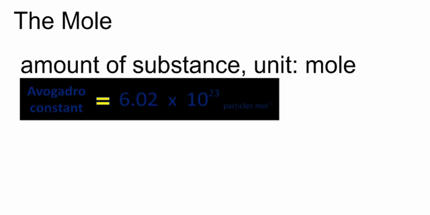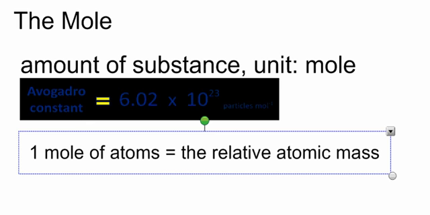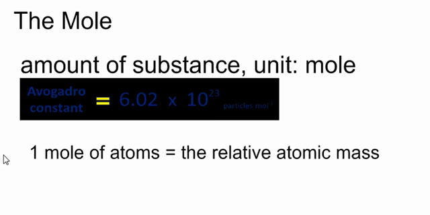We can use this number to measure out numbers of particles. In a lab, we only have balances or weighing scales, and they can only measure masses in grams. But there is a link between the mass and the number of particles. And the link is this. 1 mole of atoms is equal to the relative atomic mass of that atom.